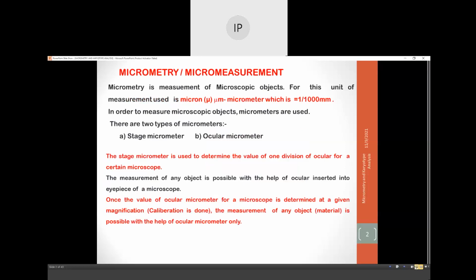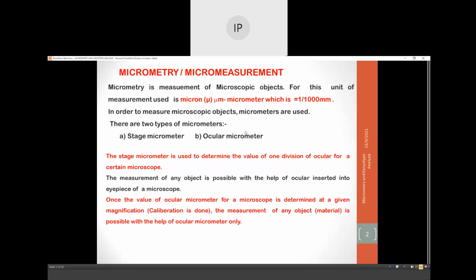Now, what is micrometry or micromeasurement? Micrometry is the measurement of microscopic objects. For this, the unit of measurement used is the micron, μm, micrometer, which is equal to 1 by 1000 millimeter. In order to measure microscopic objects, micrometers are used.